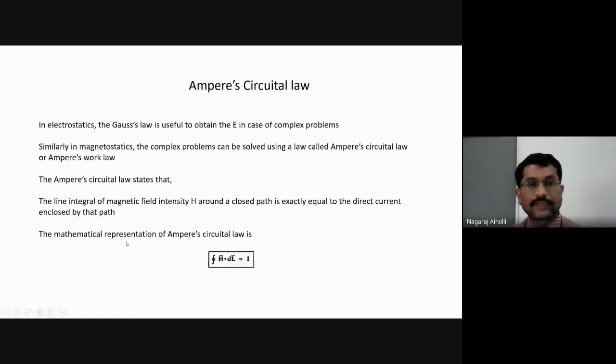The mathematical equation for the Ampere's circuital law is as follows. That is closed line integral of H bar, magnetic field intensity, with respect to the length dl bar, that is equal to the total current I enclosed by that path. Okay, that is the closed line integral H bar dot dl bar is equal to I. This is one of the important statements and the definition of the Ampere's circuital law. Let us try to go into the details of the Ampere's circuital law here.